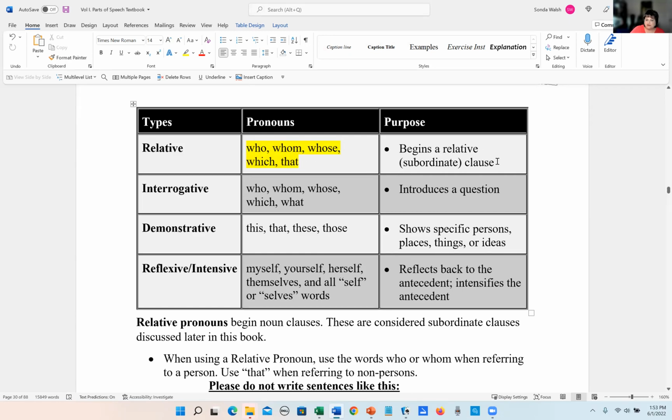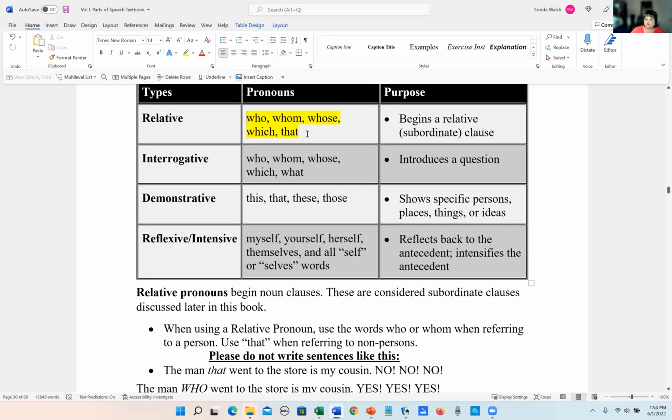And a subordinate clause, we're going to learn about in the next book. But let me just tell you at this time, if you can remember the 5 relative pronouns, it will make your life so much easier whenever we get into that chapter. And we'll study this again. It's cyclical. It goes around and around. So today, relative pronouns, what you need to know about them is what they are and somewhat how to use them. So we've got relative pronouns that begin a relative or subordinate clause.